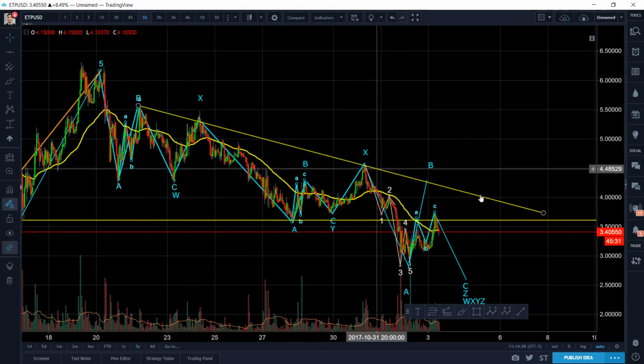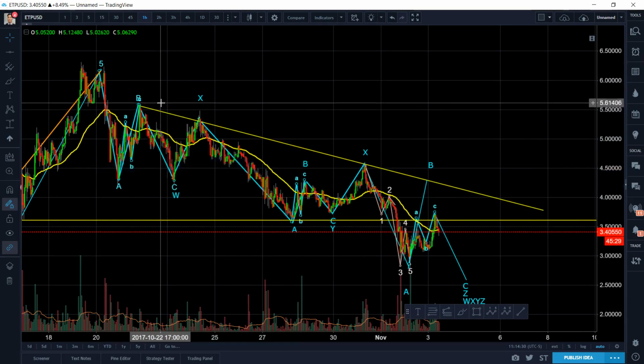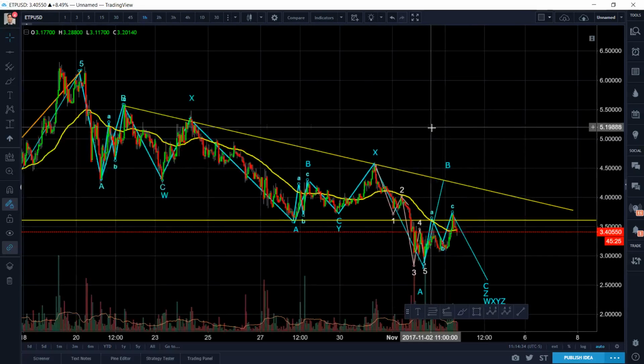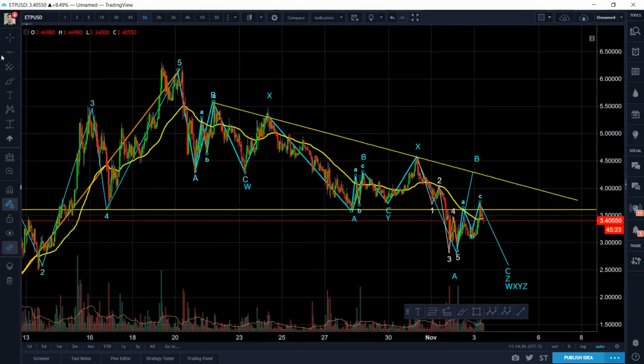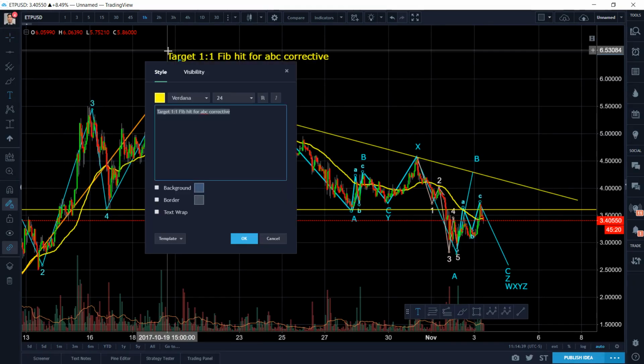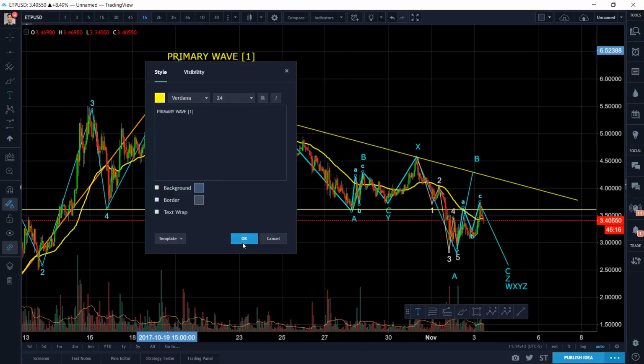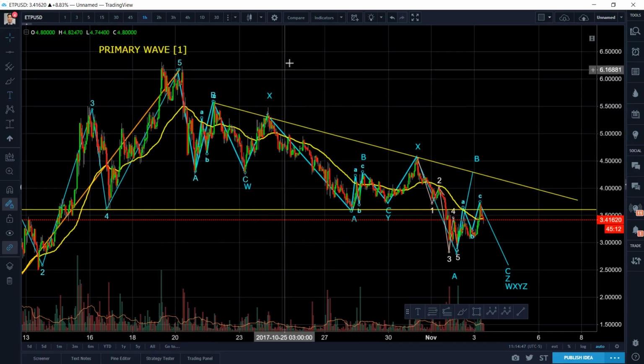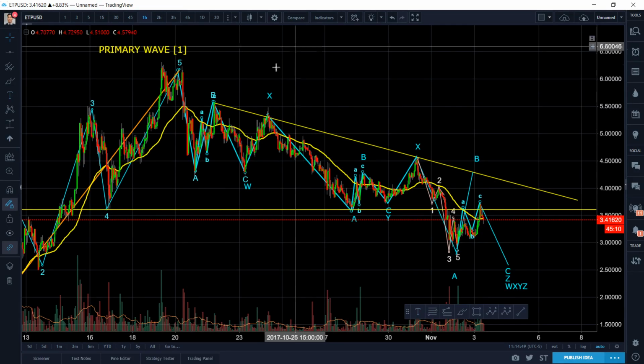B right here and X, when you draw a line through it, it makes a pretty strong resistance right here, right? This is the 1 hour chart, by the way. And because it couldn't break out, and this is primary wave 1 right here, because it didn't break out from here as well, for example, when ABC finished, we knew.